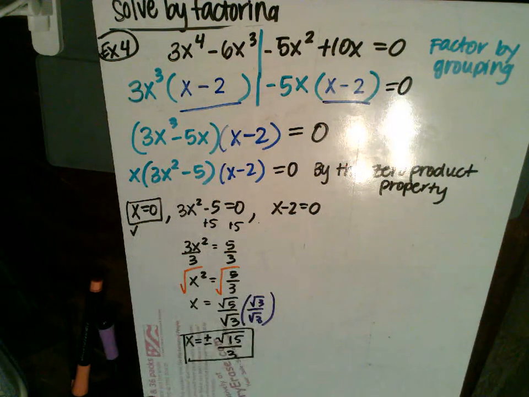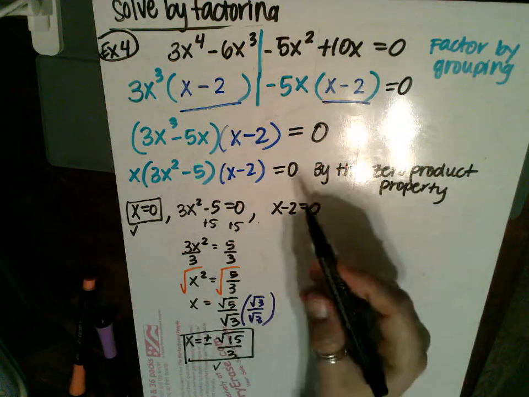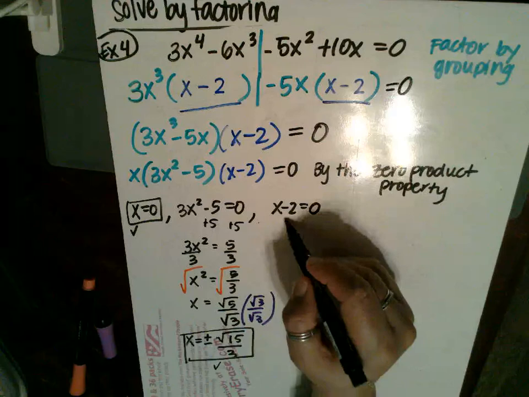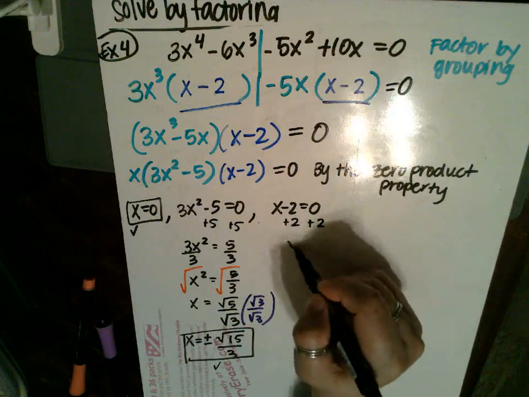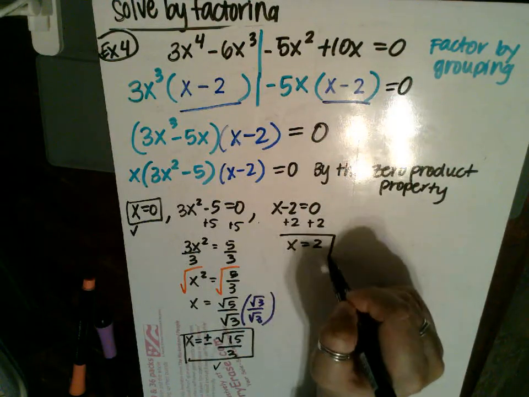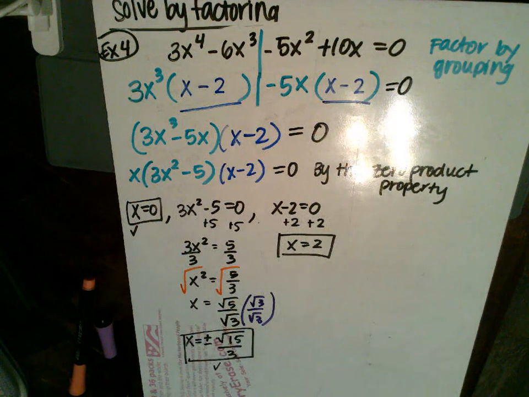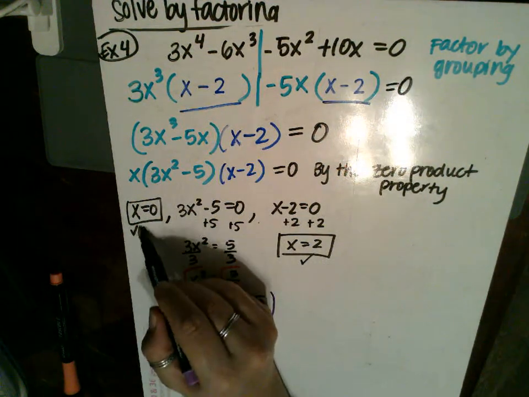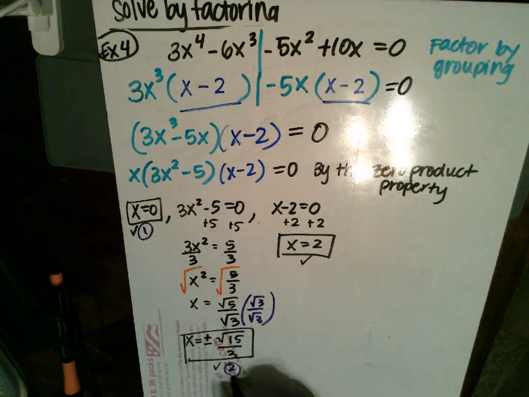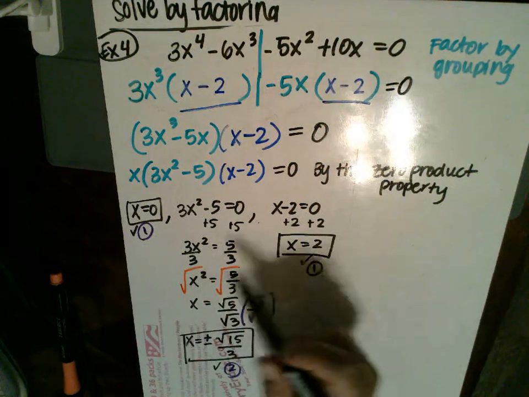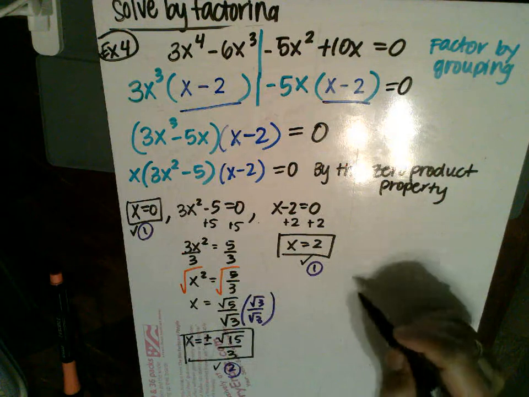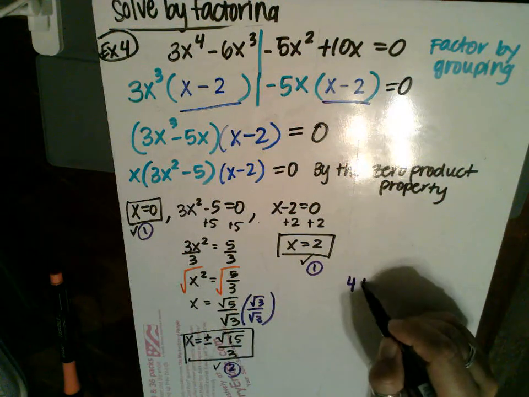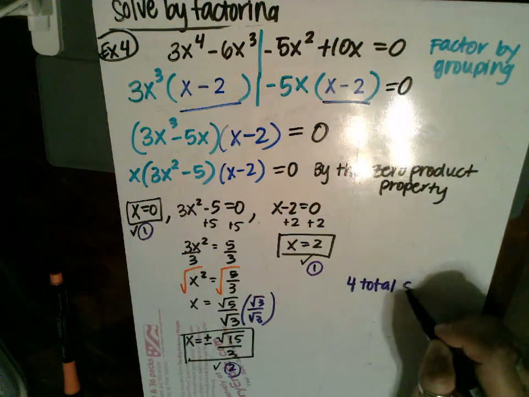So I found 1 root, 2, 3 roots. This one is 2 here. And the last one, x minus 2 equal to 0. Add 2 to both sides, you get x equals 2. And that is my 4th root. Again, this is one solution, two solutions, one solution: 1 plus 2 plus 1 is 4 total solutions.